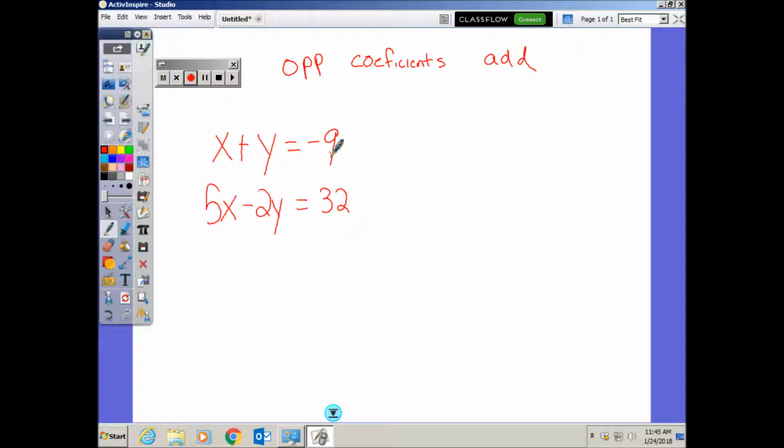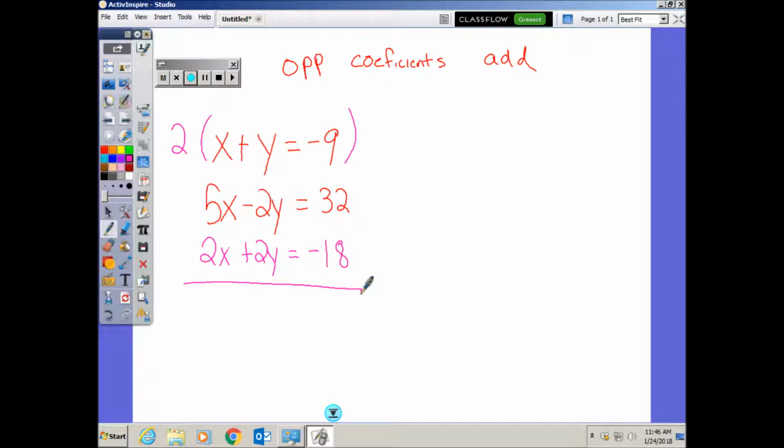Or, because for the y's, one is already positive and one is negative, that's what I would do first. And I have to multiply by 2 then. That's going to give me a +2y and a -2y. So I'm going to go ahead and multiply it. I'm going to get 2 times x is 2x, 2 times y is 2y, and 2 times -9 is -18.